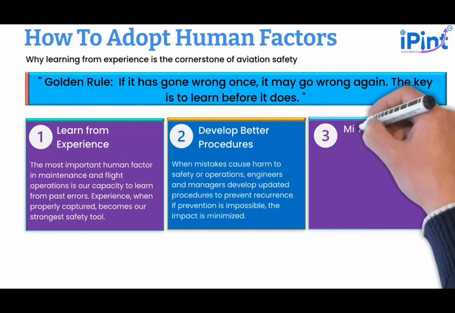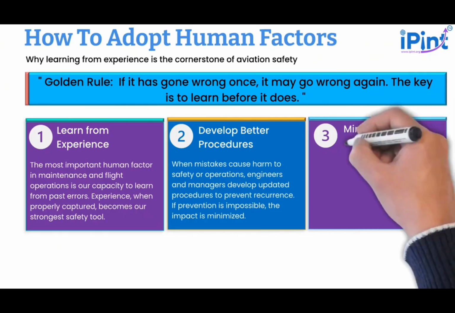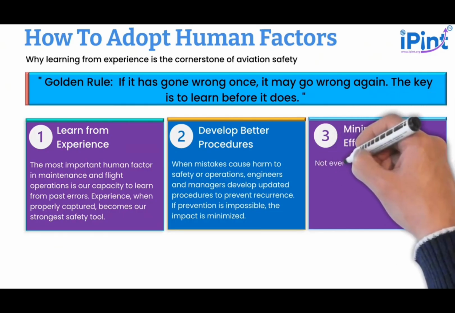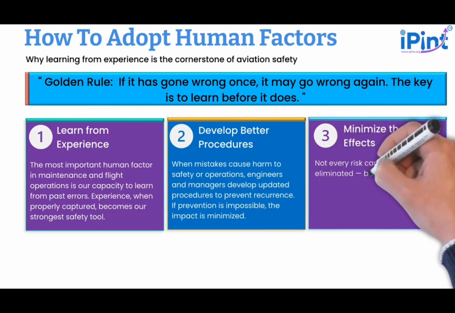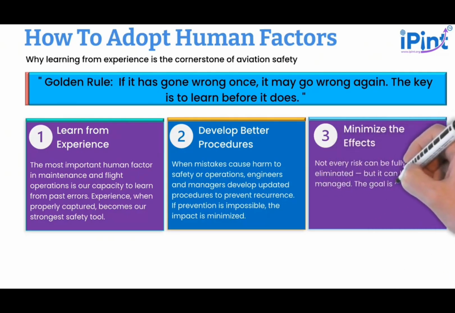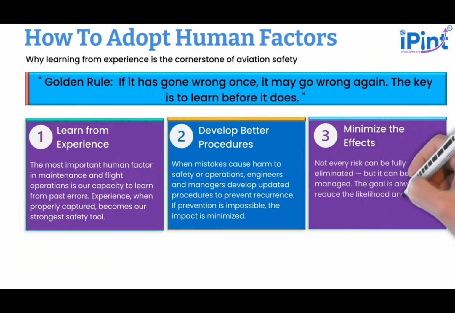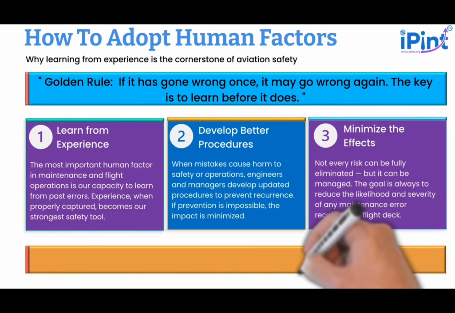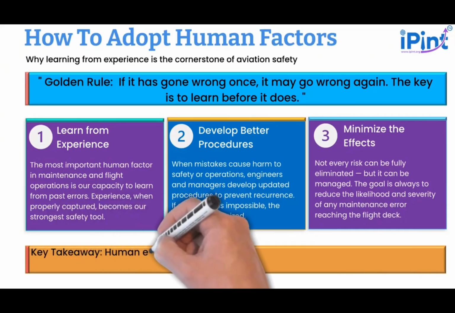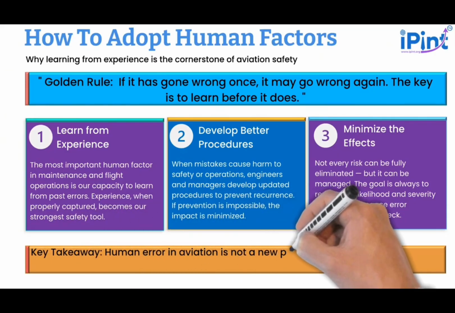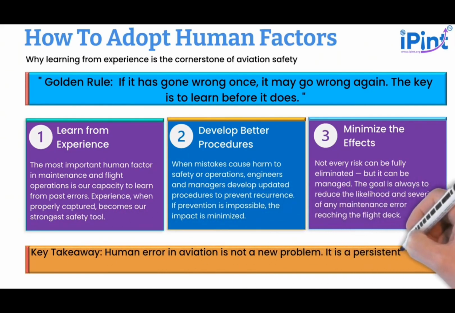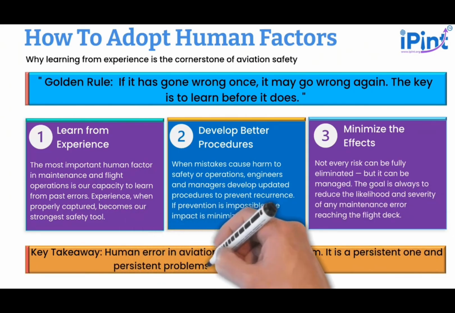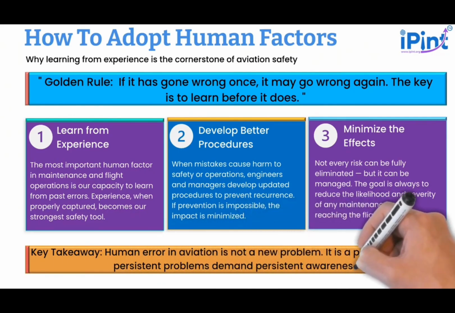Minimize the effects. Not every risk can be fully eliminated, but it can be managed. The goal is always to reduce the likelihood and severity of any maintenance error reaching the flight deck. So the key takeaway is that human error in aviation is not a new problem, it is a persistent one. And persistent problems demand persistent awareness.